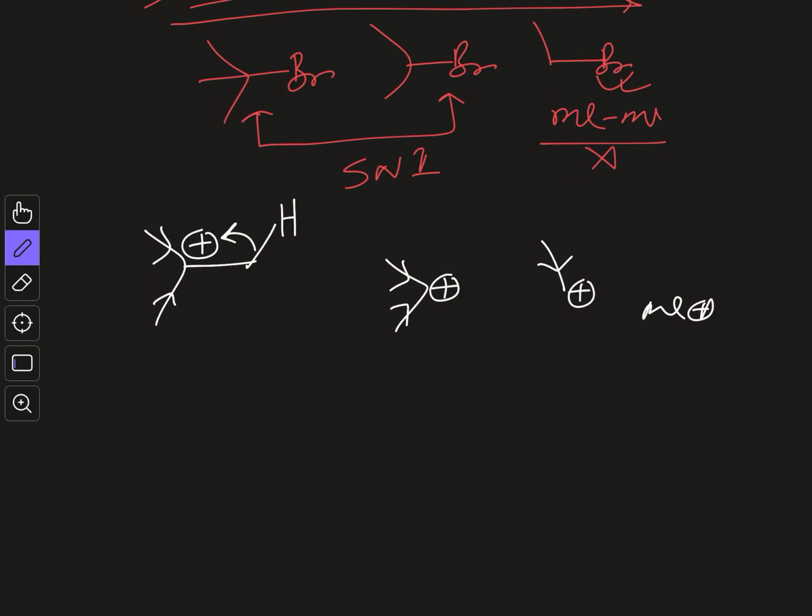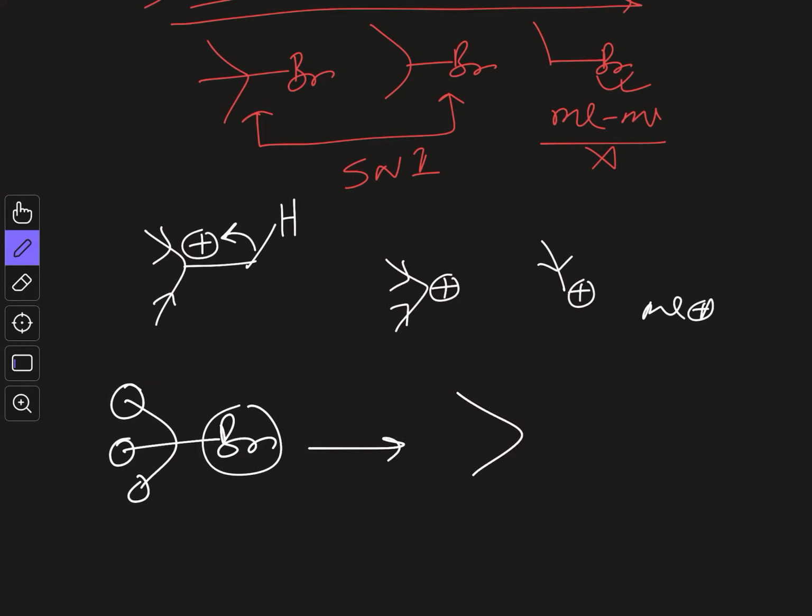At the same time, if you consider this one, in the starting material you have four large groups in space, but when you go to the intermediate you have only three methyl groups, and they are far apart from one another. In this case the angle between them is 109 degrees, but here the angle is 120 degrees. So by going to the intermediate they release the steric hindrance, the steric crowding, and that facilitates the reaction.